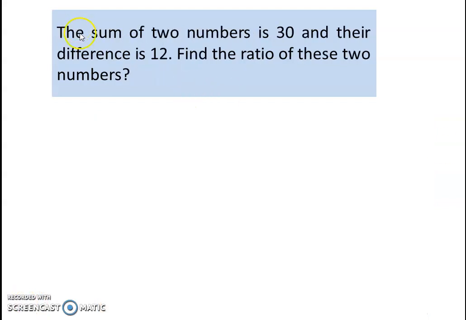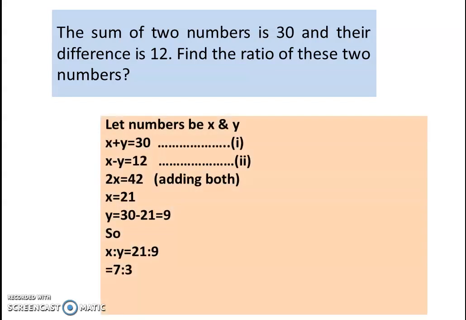The next question is: the sum of two numbers is 30 and their difference is 12. Find the ratio of these two numbers. In this case we need to find the ratio, and the sum and difference of those numbers are given, right? So let's assume the numbers are x and y, because we have two numbers.